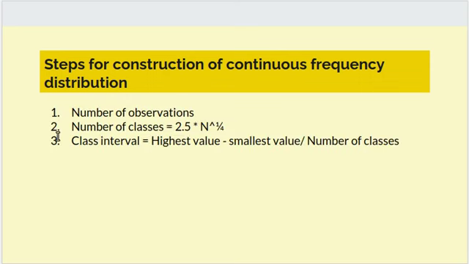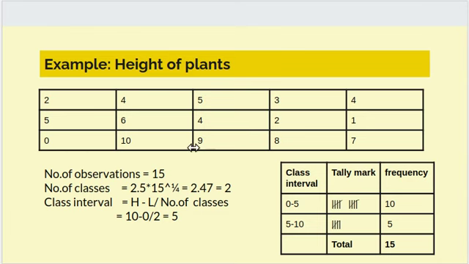So this is an example of height of plants. So this is a kind of continuous frequency distribution, right? So height of plants. So this is a raw data, and we want to make it into a frequency table, a continuous frequency table. For that, firstly we should find this calculation. First we should find the number of observations. So there are 15 observations, and number of classes.